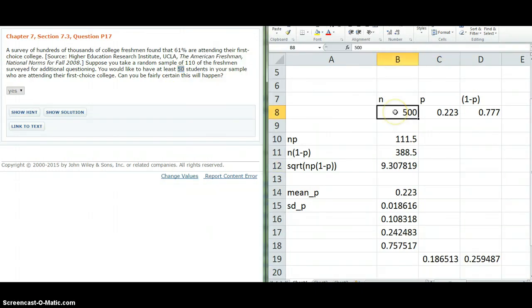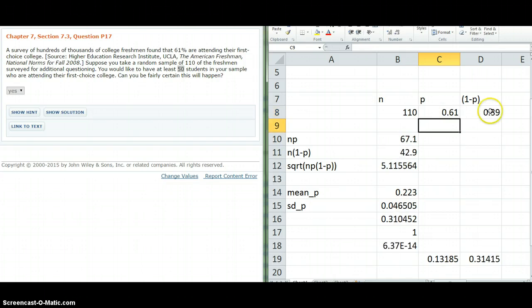What I've done in Excel is I've left the work from E36, where we had the Hispanic surnames. And I just want to show you the nice part about Excel when you're using formulas that reference different cells. So here I'm going to have a survey, a sample of 110 instead of 500, and my proportion is 0.61. Notice that that also changes my 1 minus p, my np, everything.